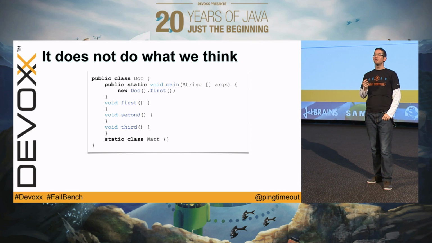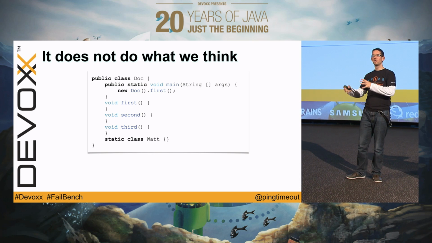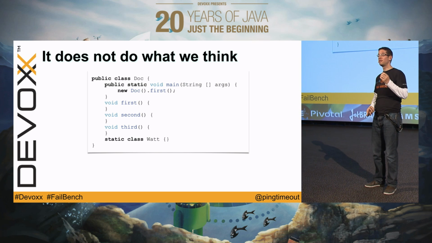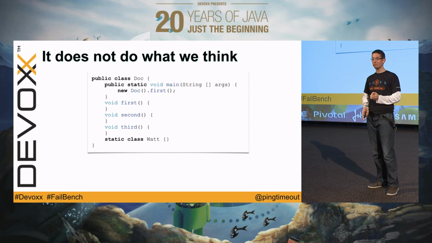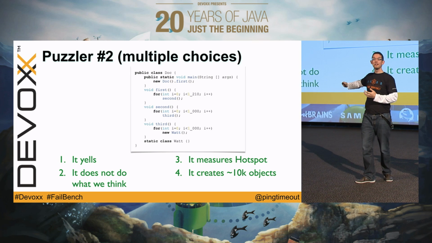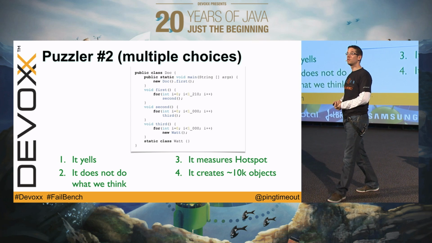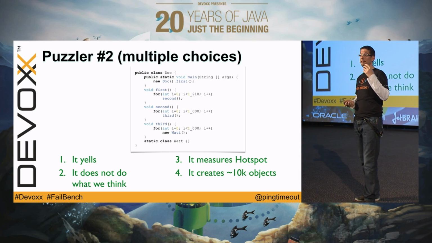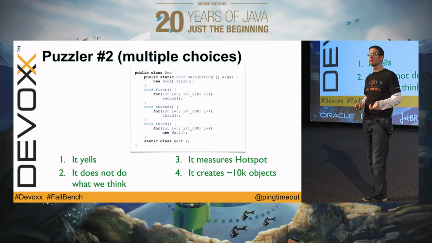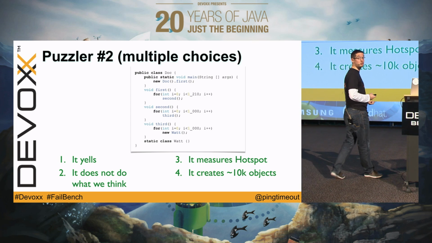Now, how much time did it take for HotSpot to optimize my code away? Well, roughly 10,000 iterations. That's the default compile threshold of HotSpot. And so in my test here, my test did yell. It didn't do what we thought. It did measure a feature of HotSpot called dead code elimination, and it measured that during roughly 10,000 object creations. That's fun, isn't it? Benchmarking is fun.